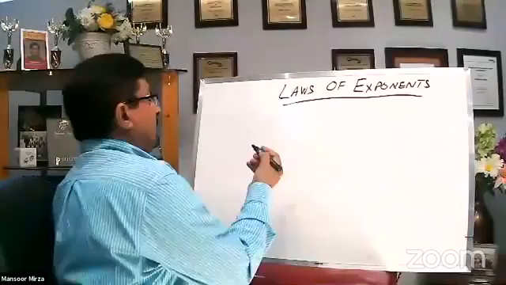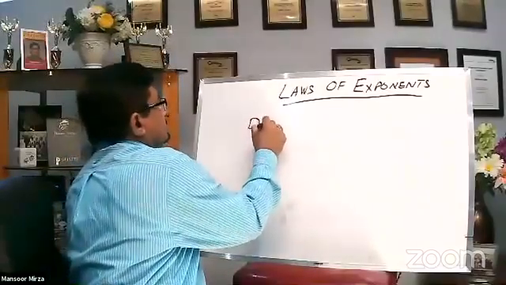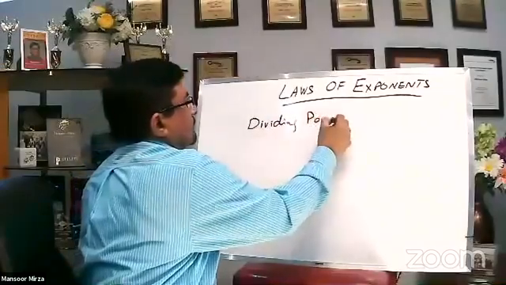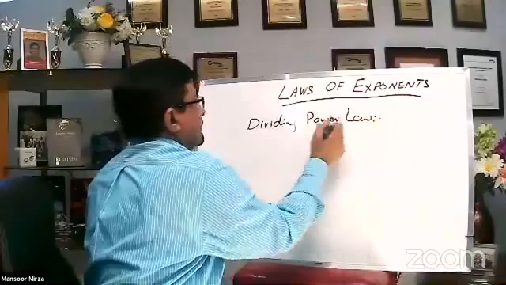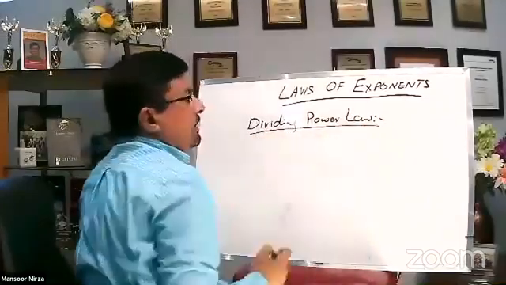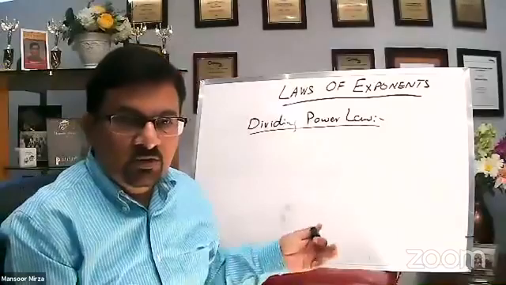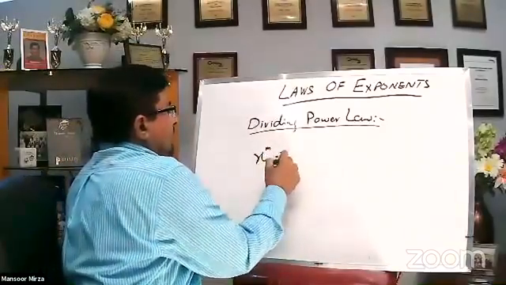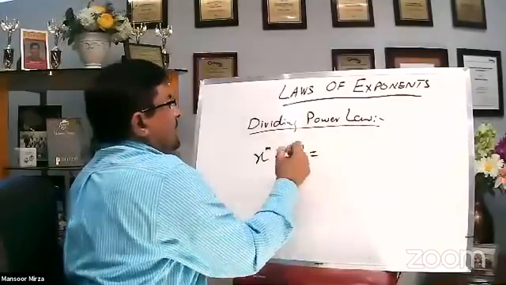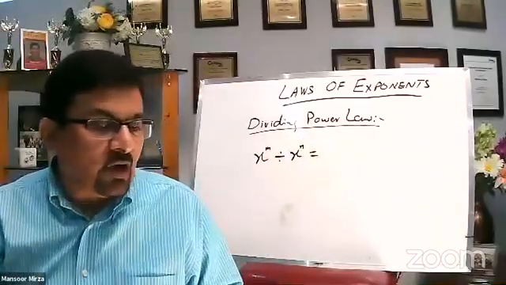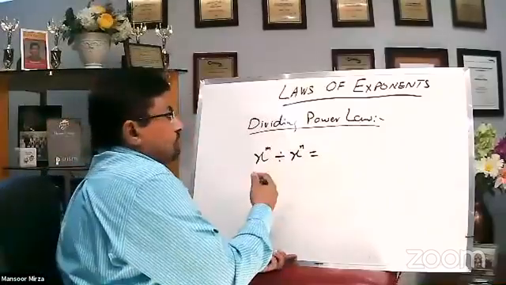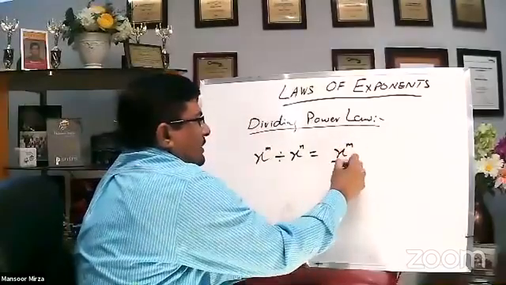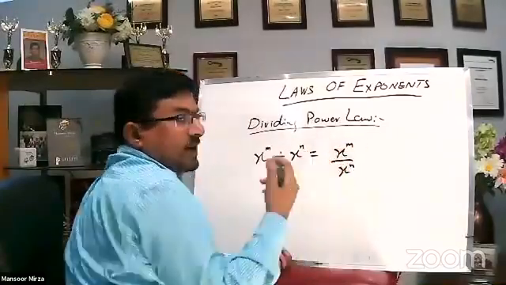So now, dividing power law. Similar to multiplication, you will see similarities to this. If we say x exponent m divided by x exponent n, there are different ways to write it down. In the simplifying way, the easy way I would say, we can write this as x power m over x power n. That's one way.